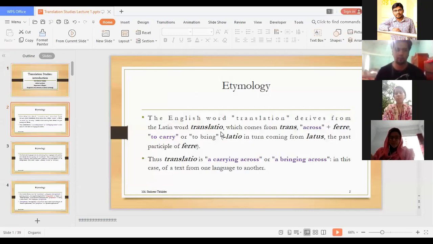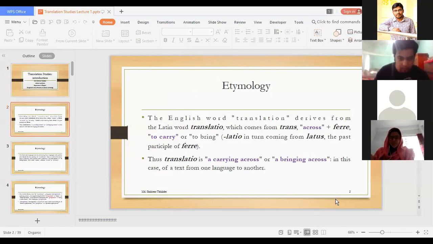First of all, we would like to talk about the etymology, that is, where we got this word translation from. I have collected it from Google, and it has explained it very well there. I hope you can see the second slide, right? Can you see the second slide? Yes, sir. Etymology.